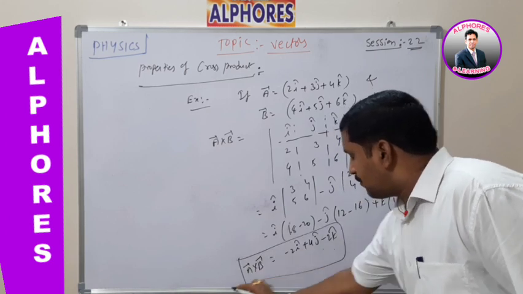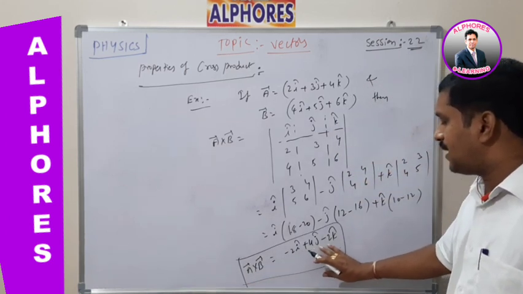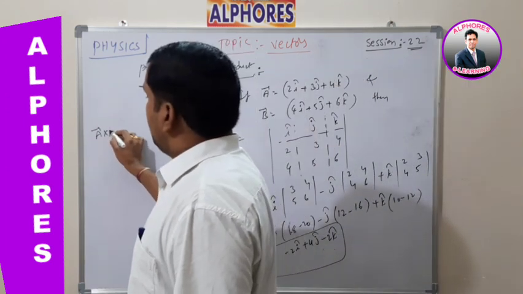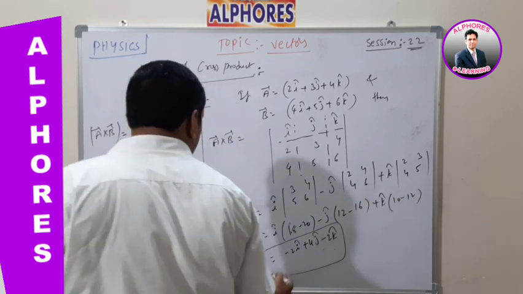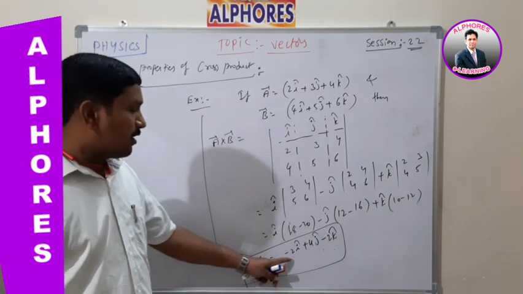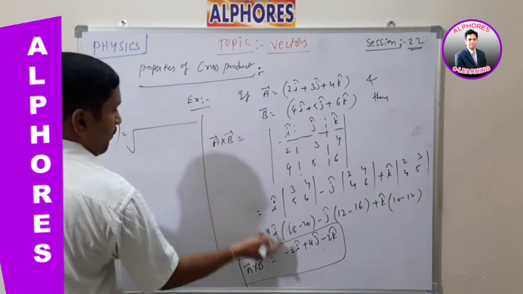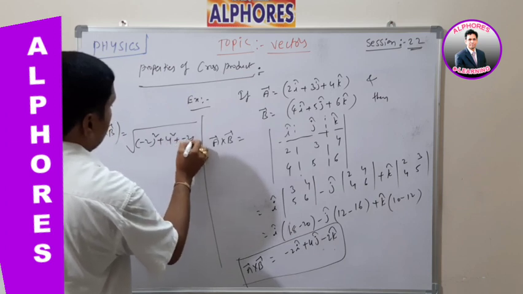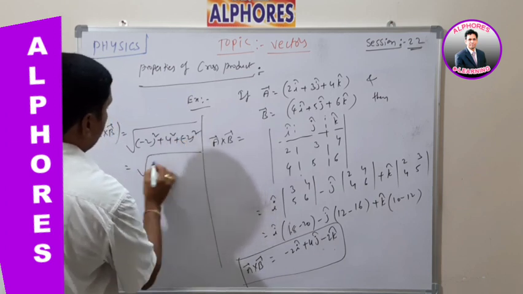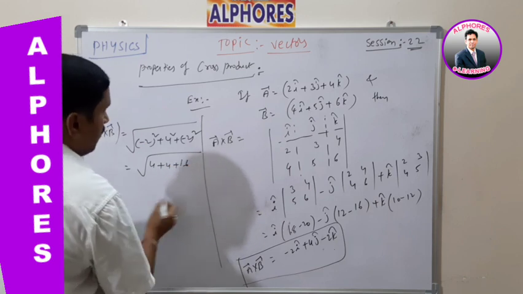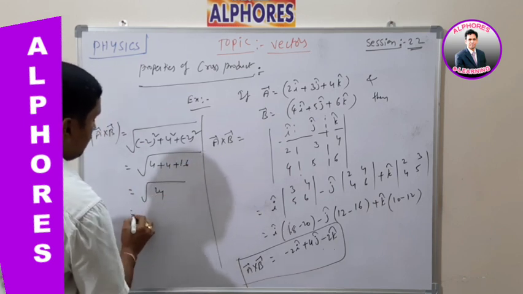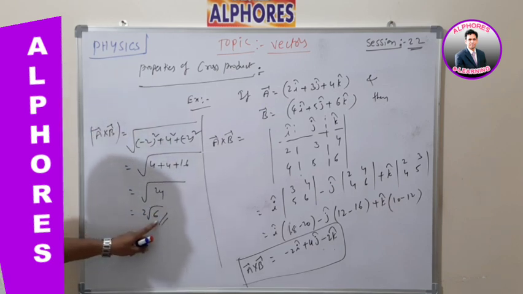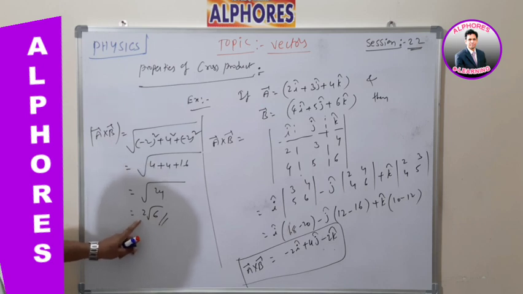So a bar cross b bar is equal to minus 2i cap plus 4j cap minus 2k cap. Now how to find the magnitude of this? We know if you have the vector, the magnitude is the root of minus 2 whole square plus j coefficient 4 square plus again minus 2 whole square. That is root of 4 plus 16, root of 24. This can be written as 2 root 6, because 4 6s are 24, and 4 can be written outside the root. Okay, this is the method.